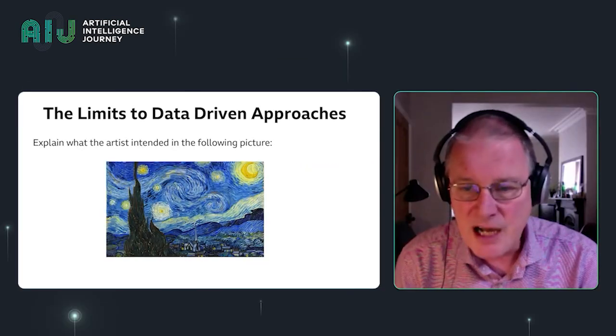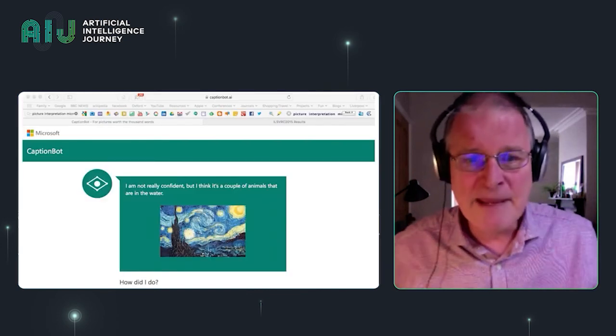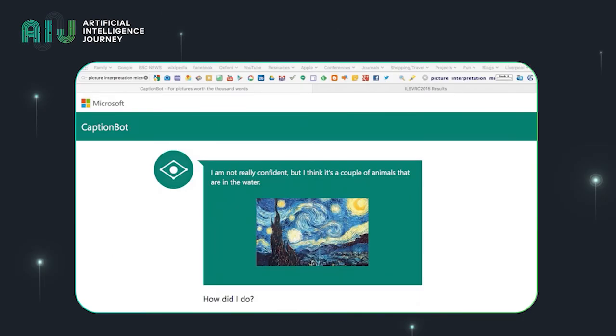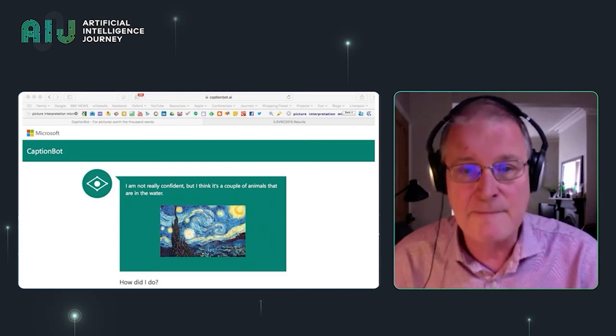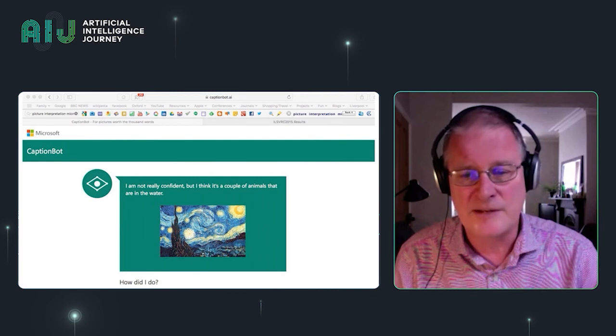I simply don't know what the artist intended. So if we feed the same picture to CaptionBot and ask it to explain, it doesn't even know that it's looking at a painting. It says, "I think it's a couple of animals that are in the water." Right? So again, all that neural network is doing is trying to find the best output for the input corresponding to this picture. And it's doing a very, very bad job of it. So it doesn't even know that it's looking at a painting.